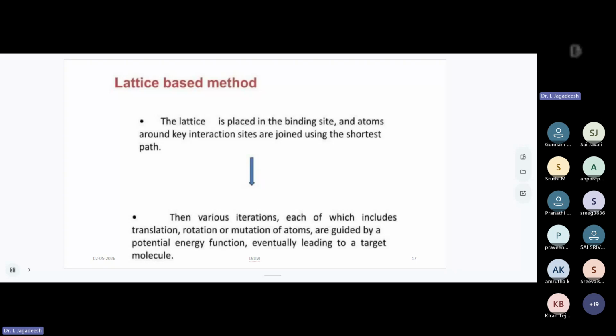Then we do various iterations, each of which includes translation, rotation, or mutation of the atoms. So with shifting, we also get isomers, and we have spatial recognition where we need to do some more modifications. They are guided by the potential energy function, eventually leading to a target molecule. In this lattice method, either we keep a fragment fixed and make a short path to link, or we start with one and make a short path to the next site, and join them to get a new molecule.